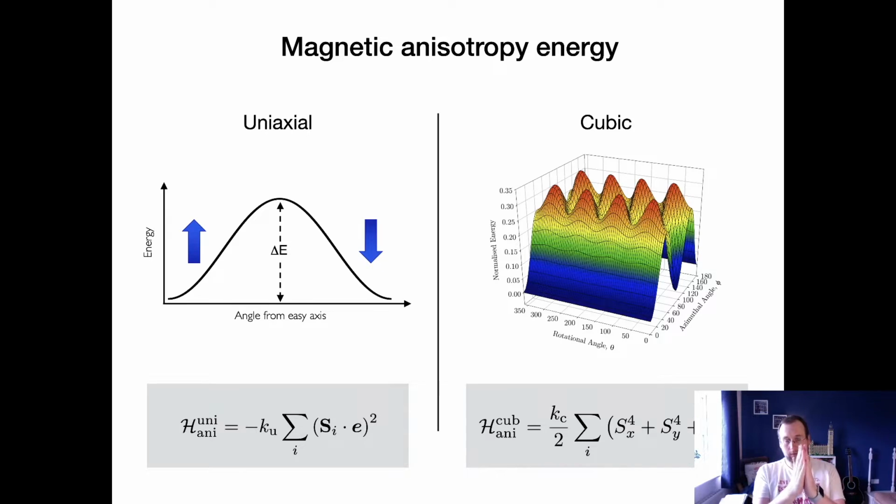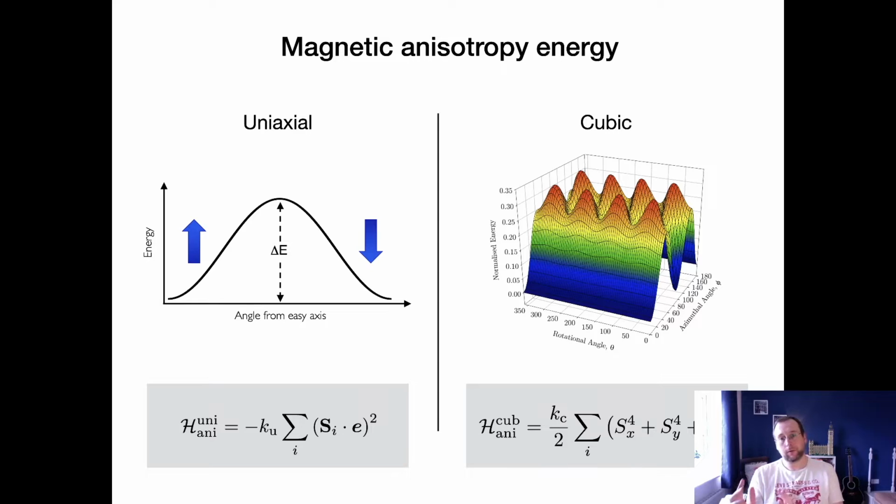while all directions perpendicular to that would be a high energy state. Typically the anisotropy here is characterized by a constant Ku, which tells you how much energy it costs to rotate the spins from the easy axis to the perpendicular direction.